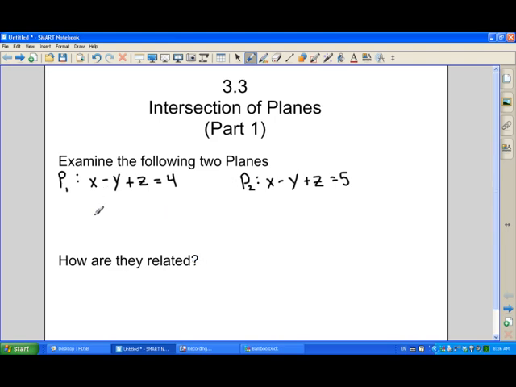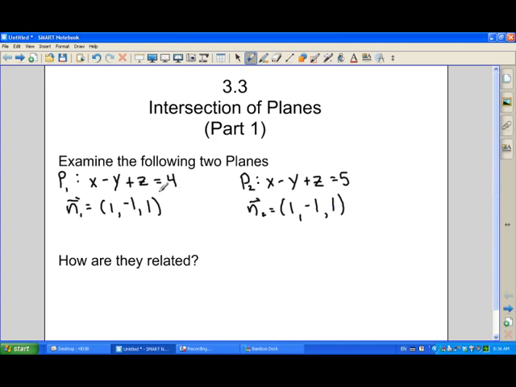So if I look at both of these planes, I can pull out the normals of both of these planes. The normal for plane 1 is 1, negative 1, and 1. The normal for plane 2 is also 1, negative 1, and 1. So these are the same normal, which means that these planes are parallel. If the normals of the planes are equal, that means the planes are parallel.